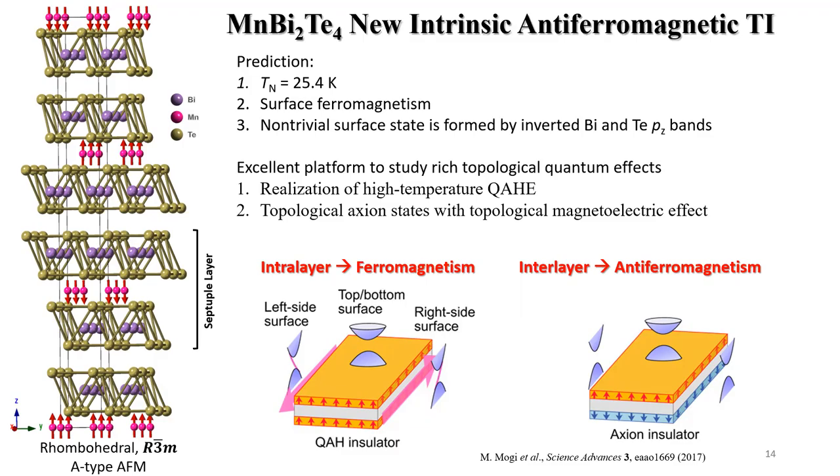The magnetoelectric effect means that when you provide a magnetic field to the system, it can provide you an electric field. Or vice versa, when you provide an electric field to this system, the system can provide you a magnetic field. And another exciting platform that can be realized in this material is the type 2 magnetic Weyl semimetal state.